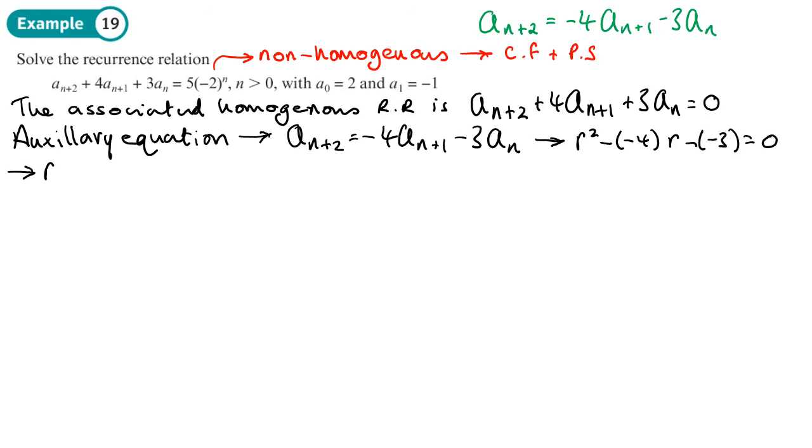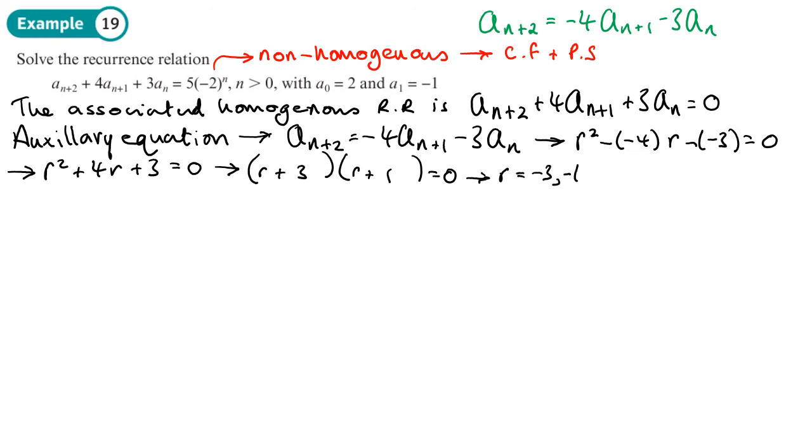So that becomes r squared plus 4r plus 3 equals 0. So if we solve that, it's going to be (r plus 3)(r plus 1). So that means that r equals minus 3 or minus 1. So my roots: alpha equals negative 3 and beta equals negative 1.